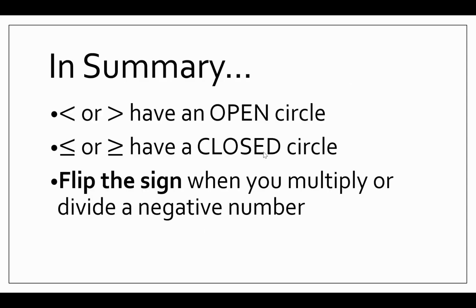So in summary, less than or greater than have open circles. Less than or equal and greater than or equal have closed circles. And we flip the sign when we multiply or divide by a negative number. So make sure we're flipping the sign.